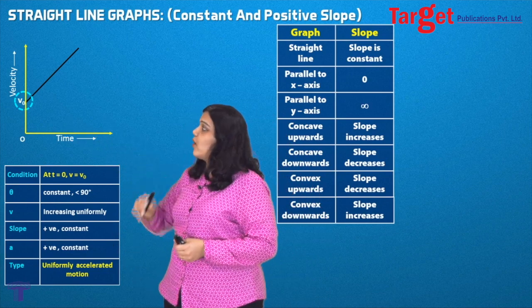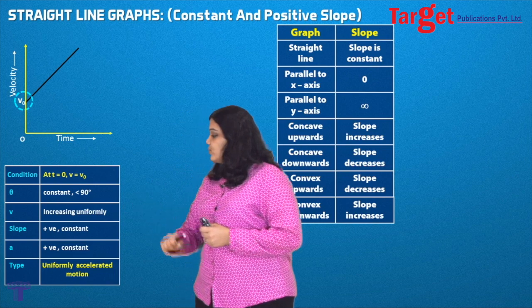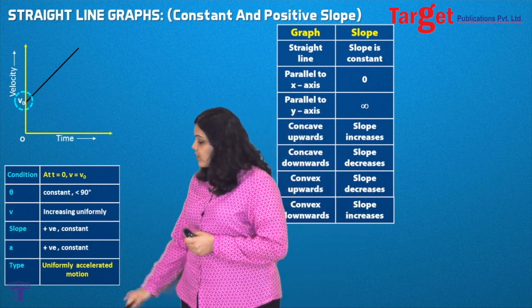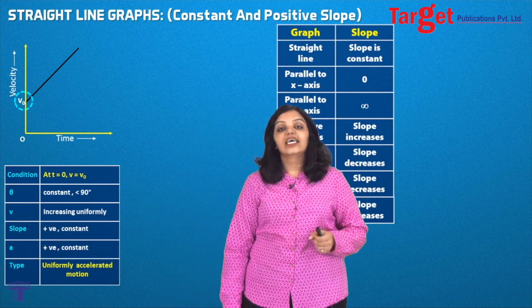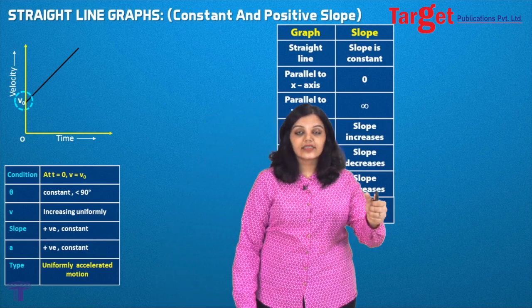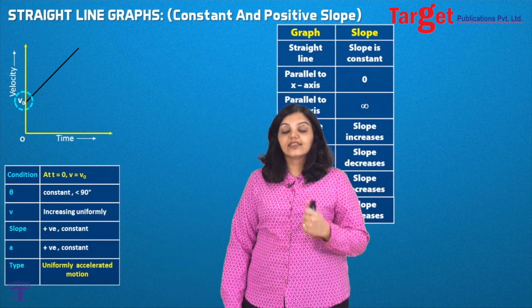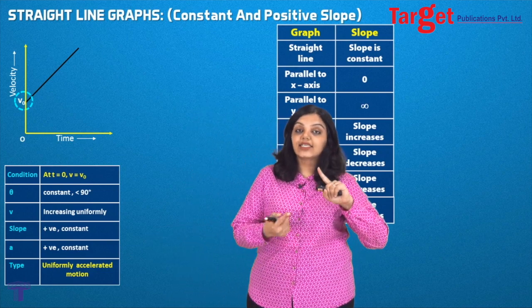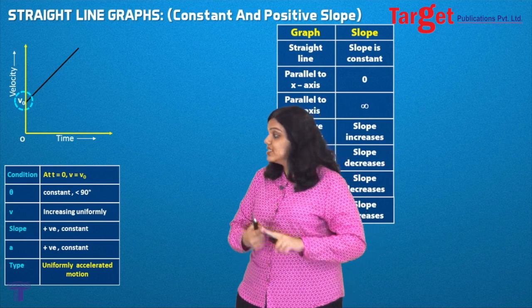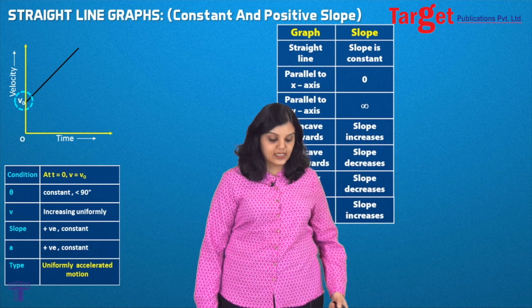And it's increasing uniformly because it's a straight line, and therefore velocity is increasing uniformly. Finally, what is this type of motion? It is uniformly accelerated motion. Firstly, is it accelerated motion? Yes, because acceleration exists. But is it uniformly accelerated motion? Yes, because acceleration not only exists, but acceleration is constant, and therefore this type of motion is uniformly accelerated motion.